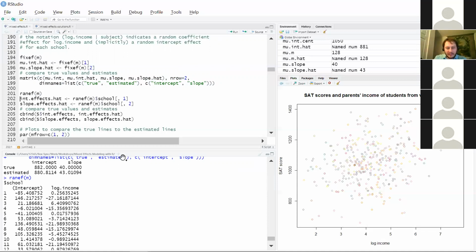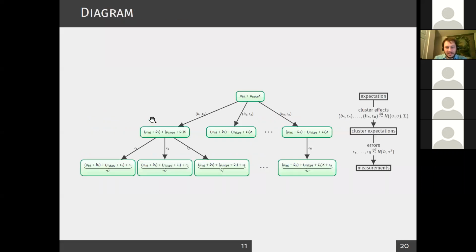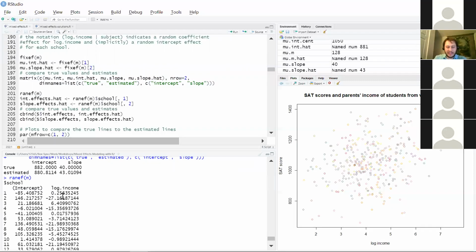Right? These are the B's and C's. Every school has its own B and its own C. School 1 has a B1 and a C1. School 2 has a B2 and a C2. That's what these values are representing. They're representing estimates of school 1's intercept effect, school 1's slope effect, school 2's intercept effect, school 2's slope effect.